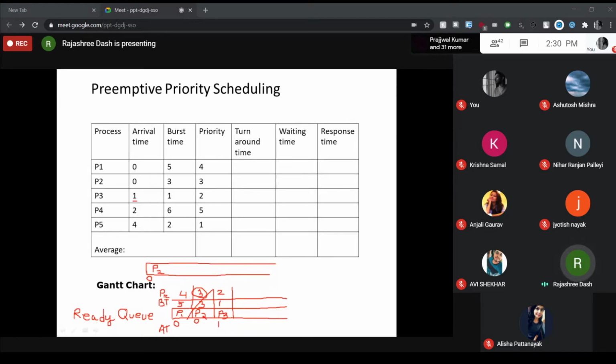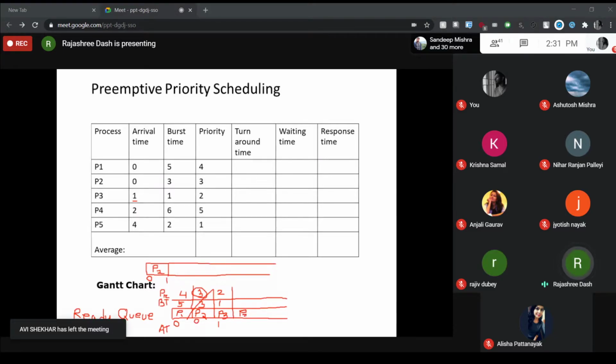Among P2 and P3, which has the higher priority? Yes, P3. So at time 1, the scheduler finds that a new process enters the ready queue which has higher priority compared to the currently executing process. So what will happen? Simply, P2 will be preempted. After being preempted, P2 will come back to the ready queue.